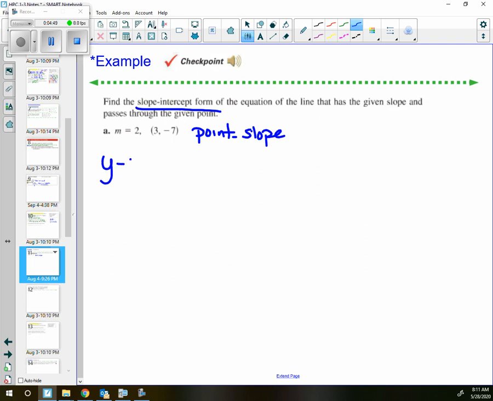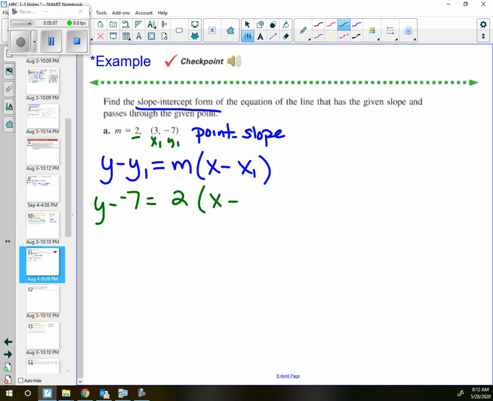Think about what point-slope form says: y minus y1 equals m times x minus x1. I can actually put in those values. My x1, y1 are the actual ordered pair values from the point that I know. So y minus a -7 equals m, that's the slope, so that's the 2, times x minus 3. Be super careful that you're putting the x's with x's, y's with y's. Be careful on your signs.